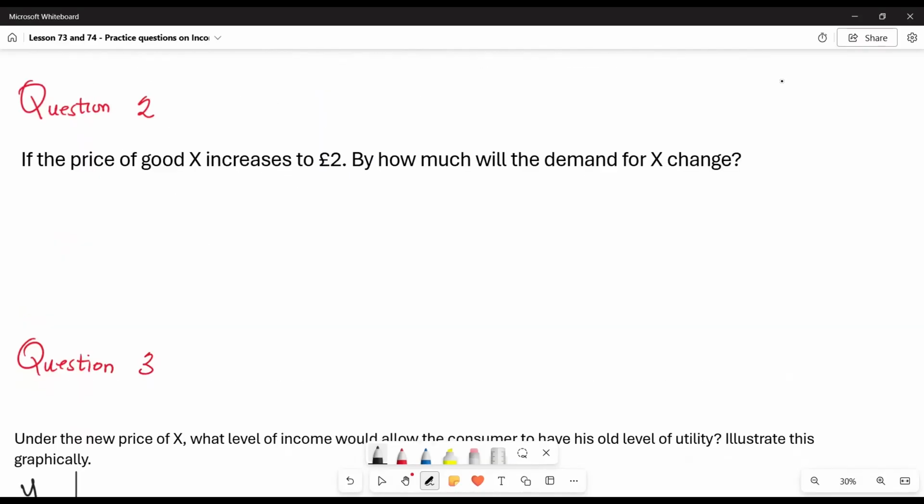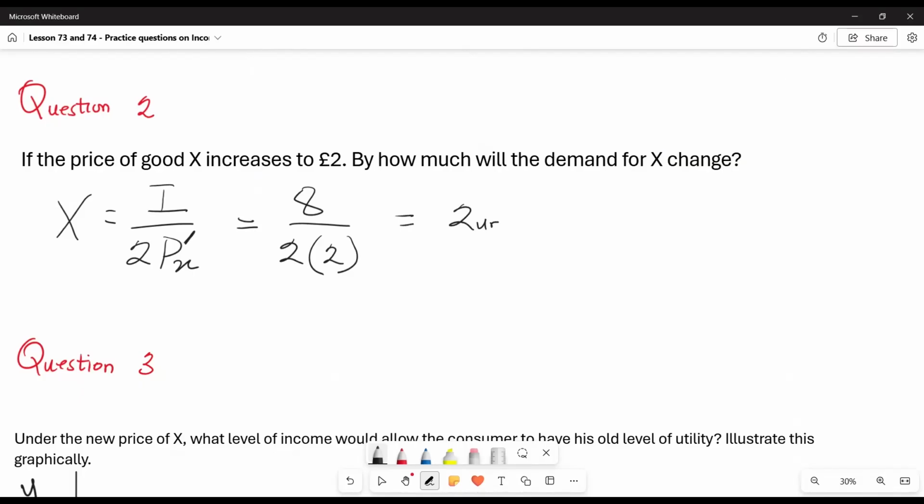Now our second question is, if the price of good X increases from 1 to 2, by how much will the demand for X change? We know the demand for X is income divided by 2 multiplied by the price. If we denote the new price as P prime, our new demand is income, which is 8, divided by 2 multiplied by the new price of X, which is 2. So this gives us 2 units.